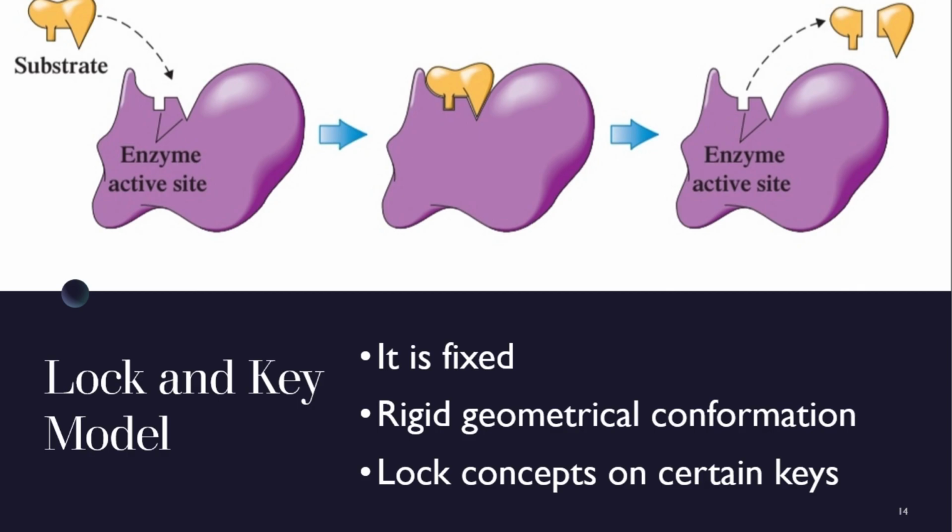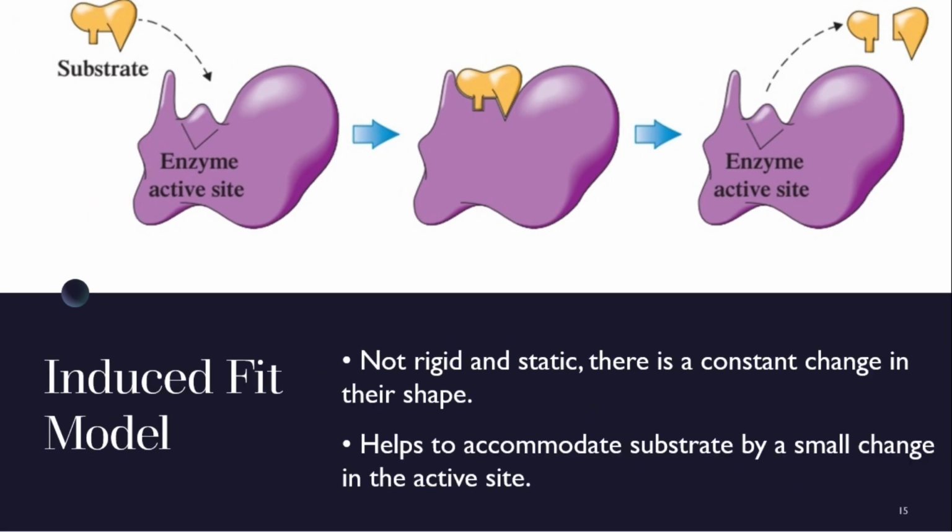And another one is induced fit model. It's flexible, not rigid and static. There is constant change in their shape. Helps to accommodate substrate by a small change in active site. The first model introduced a fixed and specific concept. Induced fit model, on the other hand, compared to lock and key model, is flexible and not rigid. The enzyme is in constant change in their shape, thus are able to accommodate any substrate that enters.